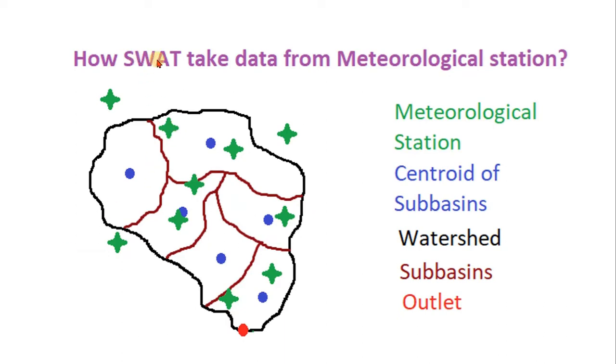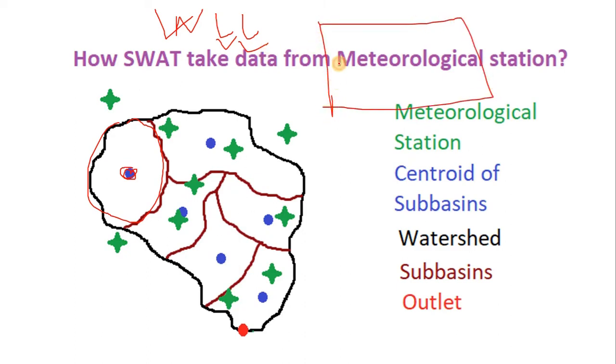We have already seen in the first tutorial how SWAT takes data from a meteorological station. Now we need to prepare a text file which consists of the name of the subbasin, latitude and longitude. So this is the subbasin. We will give one name to it, and the centroid coordinate would be given as latitude and longitude, and we will prepare a text file. Name, latitude, longitude delimited by tab or space.